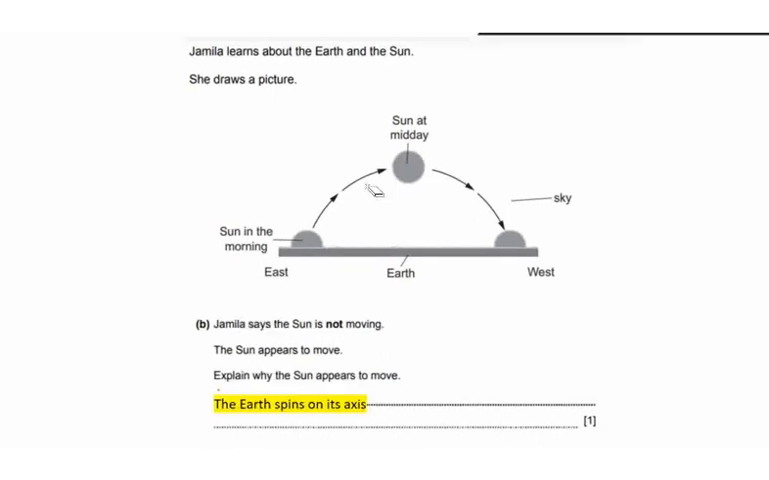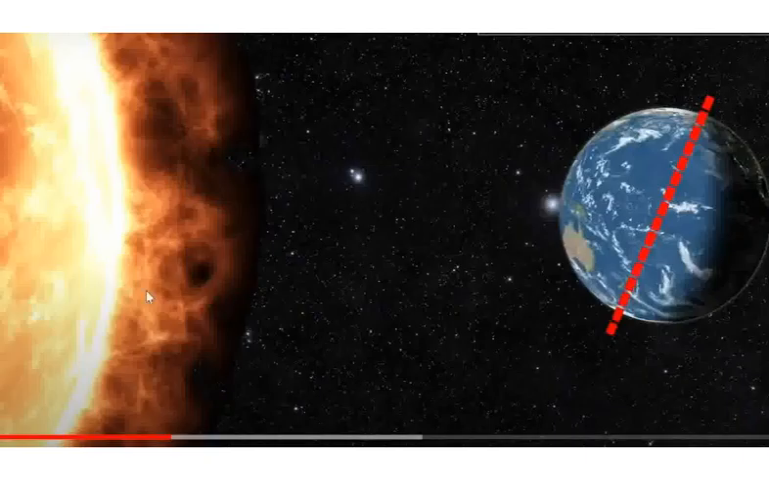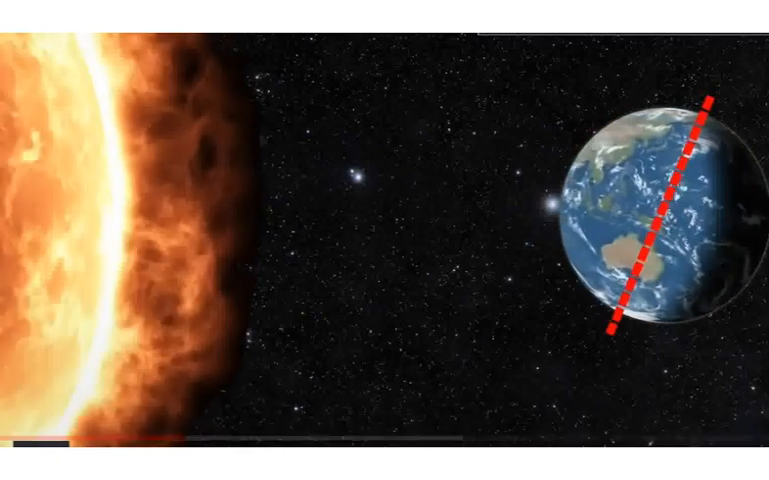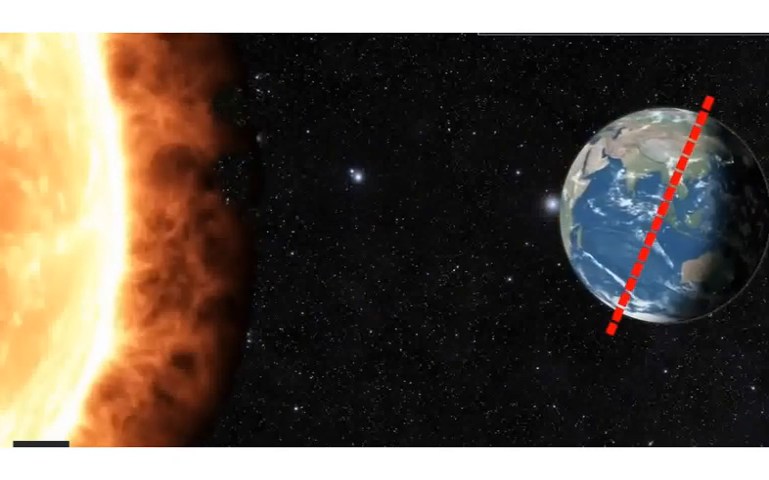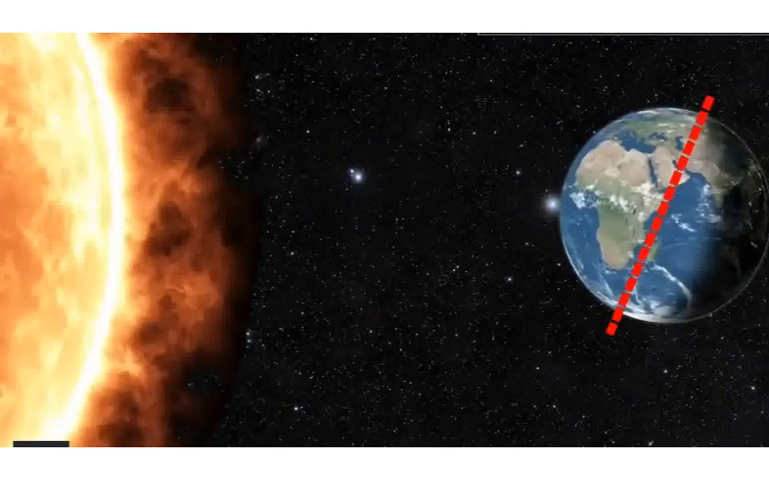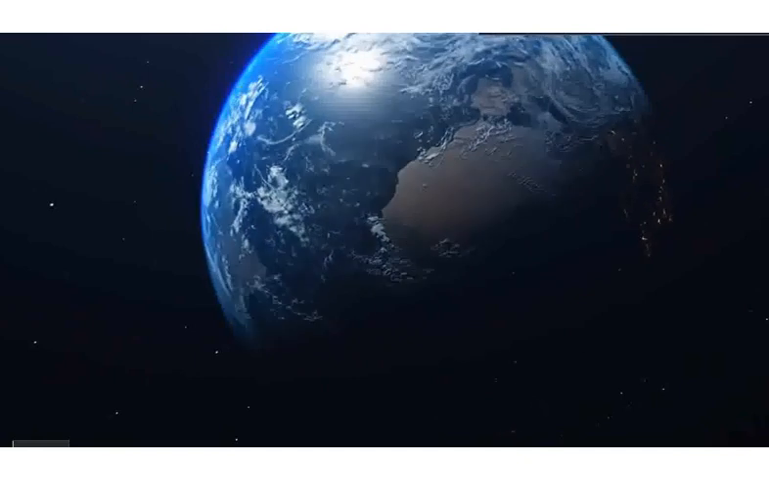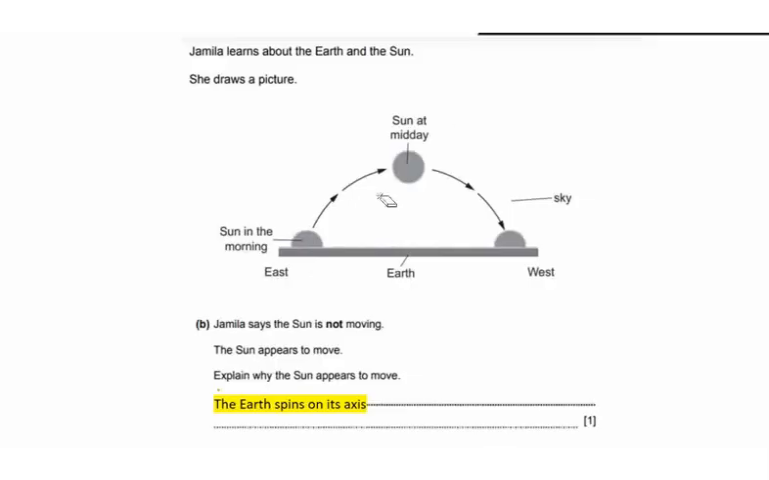Well, the answer is the Earth spins on its axis. As the Earth spins on its axis, people on Earth will experience morning, midday, and night. As you can see from the screen, the Earth rotates on its axis, so some parts will experience day and night, and that's how we see the Sun appears to move from east to west.